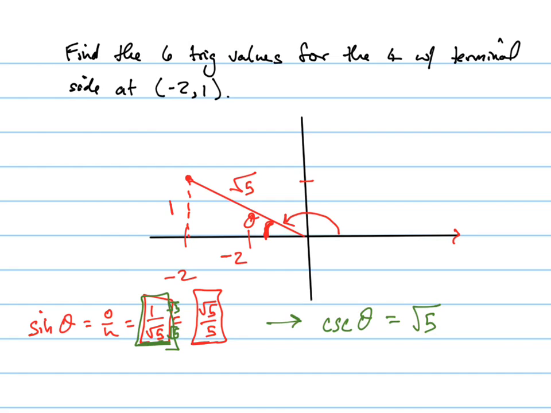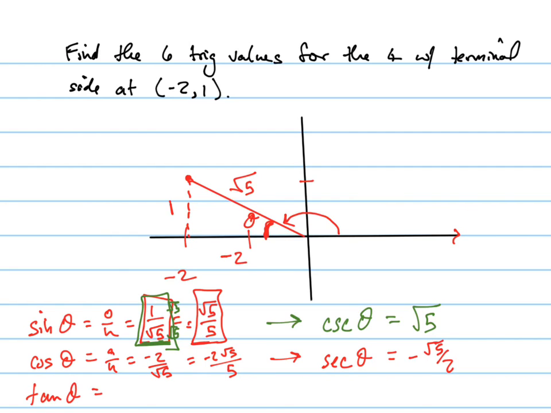Okay. So the cosine of theta is the adjacent over hypotenuse, which is -2 over √5. And again, if you simplify the radical, it's -2√5/5. And the reciprocal of that is the secant, which equals, take the unsimplified version and flip it, -√5/2. Got it?